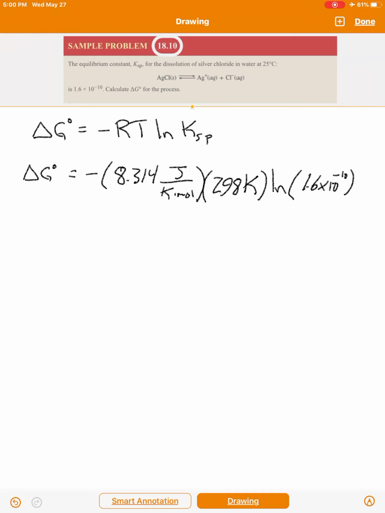Now I will point out that sometimes R is given as 0.008314 kilojoules per kelvin mole. So that would be perfectly fine to use that value in here as well. You'll just get the answer in kilojoules per mole as opposed to joules per mole. Okay? So the only real trick to this is just being sure, let me just go over the units. Kelvin will cancel and you'll have joules per mole. Joules per mole.